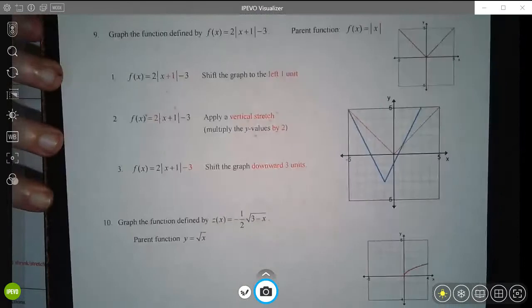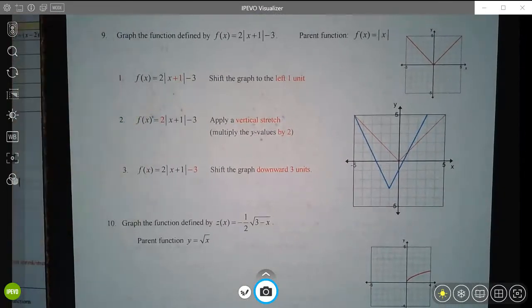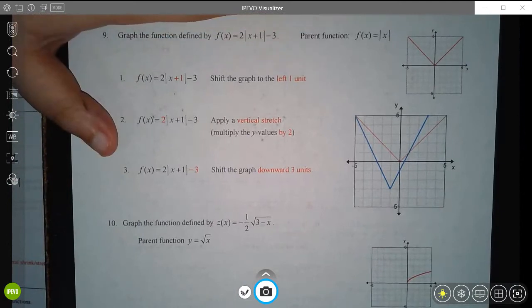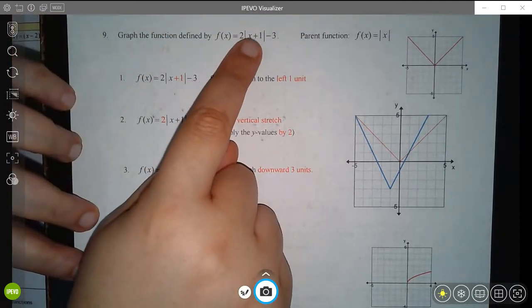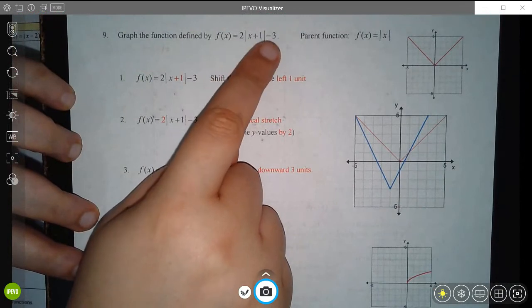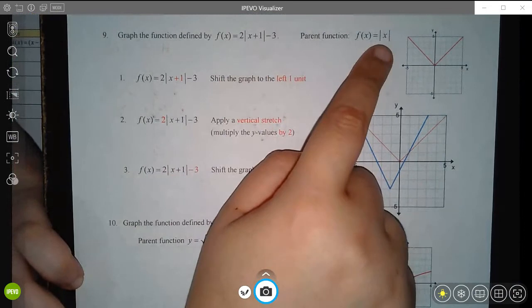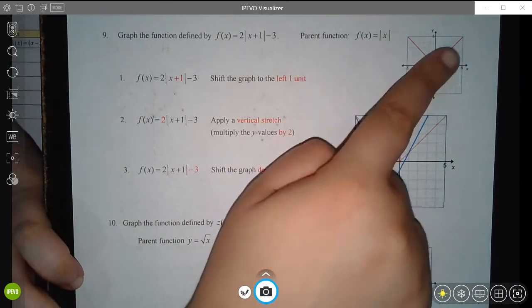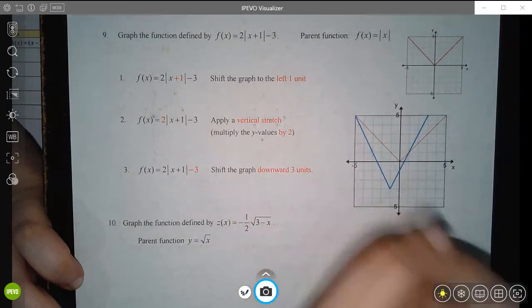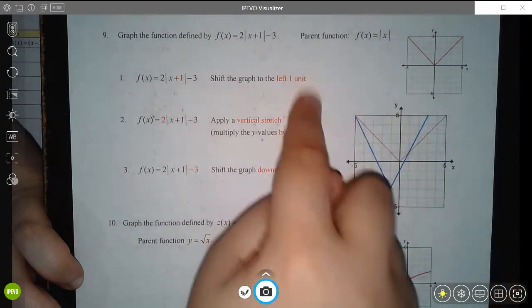Here we go. Examples number 9 and 10. Number 9 is already solved, so this is just to observe what happens to the function. I gave you f of x equals 2 times the absolute value of x plus 1, minus 3. And f of x is the absolute value of x. This is your parent function, the red one right here. This is the graph of the final result after we did all of these.